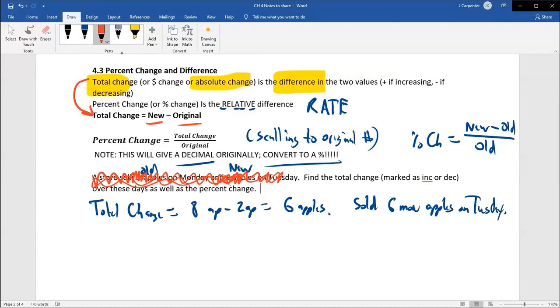Because if we're talking about Kroger selling 6 more apples on Tuesday, that's nothing. Because Monday they probably sold 500 apples, and then on Tuesday they sold 506 apples. So selling 6 more apples in that scenario is not really a significant change.